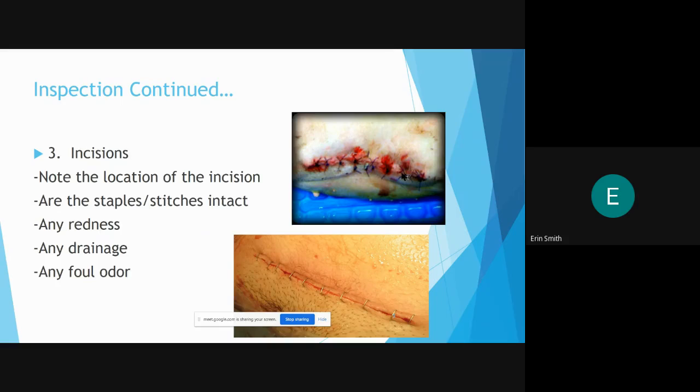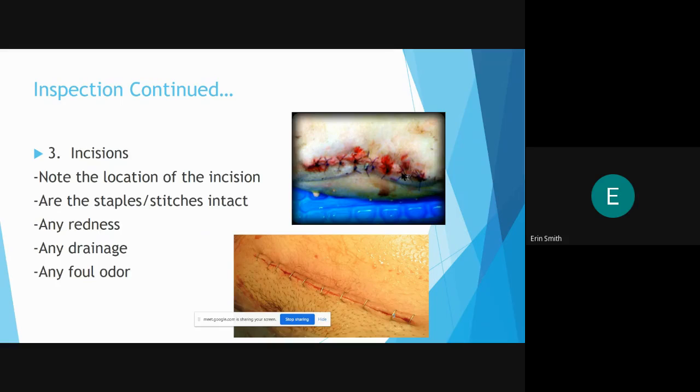Any redness, again, could be indicative of an infection or an inflammation process going on. So we for sure want to stop any infection as soon as possible. Because any infection that's left untreated, as you know, can quickly get worse and then ultimately potentially get into the bloodstream, which is never good because then it starts causing organ failure. So we definitely want to catch infections as soon as possible.